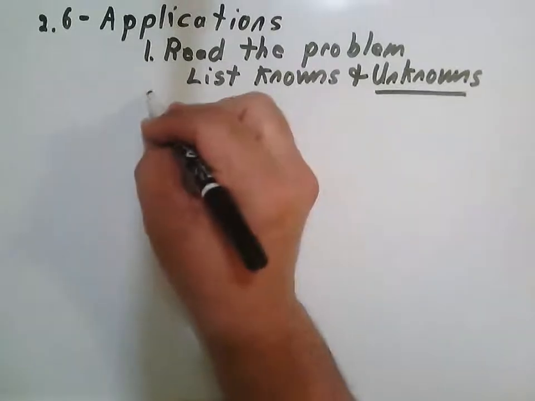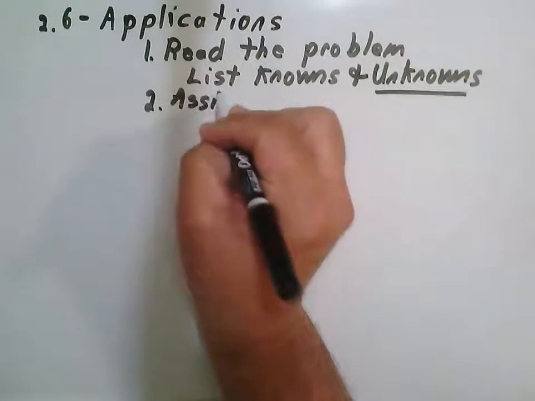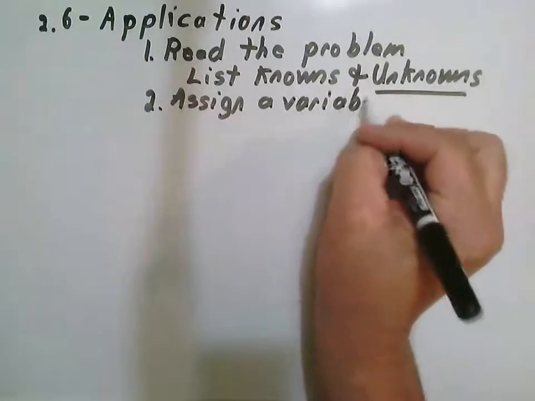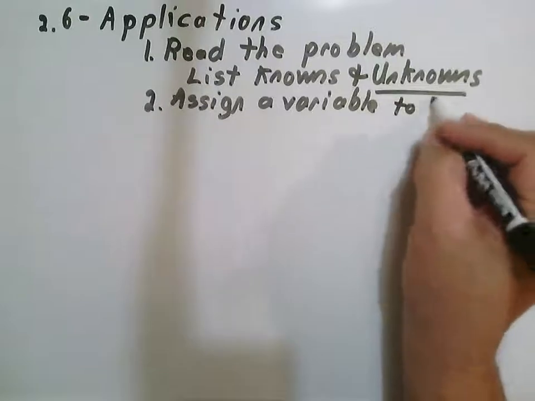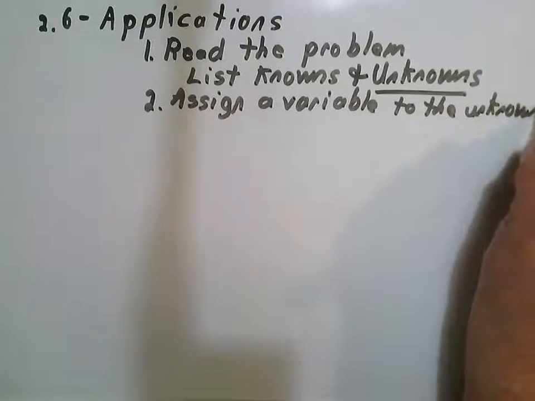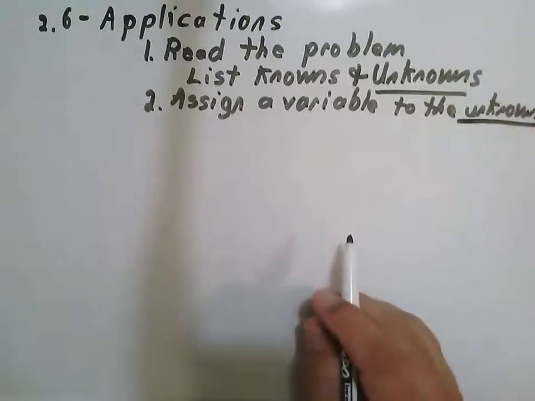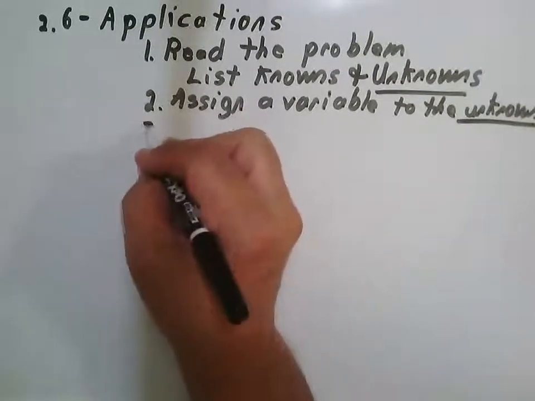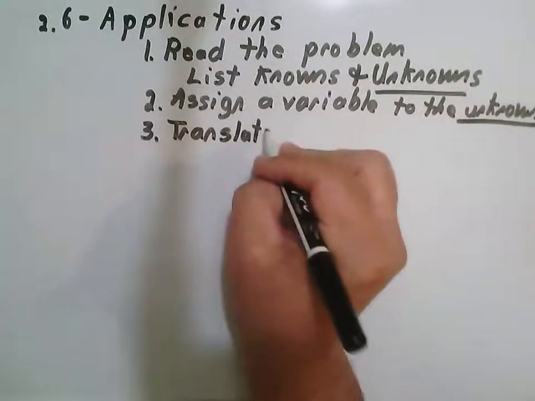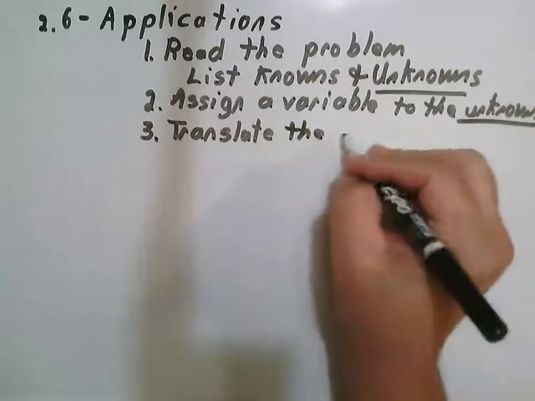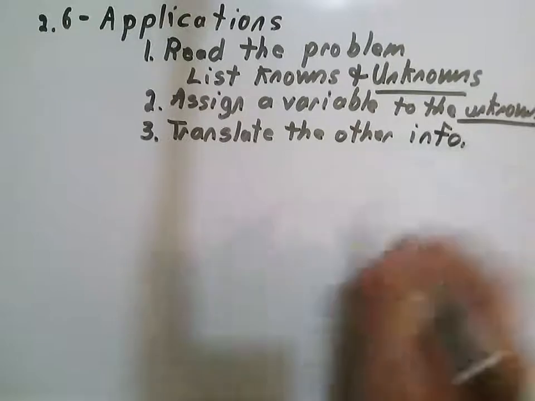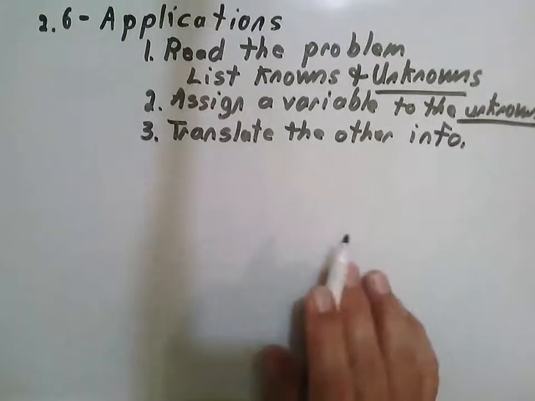Then the second thing you're going to do is assign a variable to the unknown. And remember, like I said, that's generally what you're trying to solve for. So you're going to assign a variable for your unknown. Third thing you're going to do is translate the other information. I know what you're thinking, translate it, what does that mean? Well, I'm going to explain that a little bit.